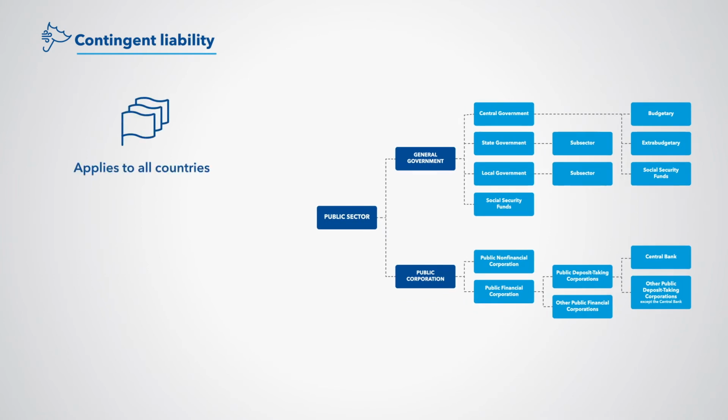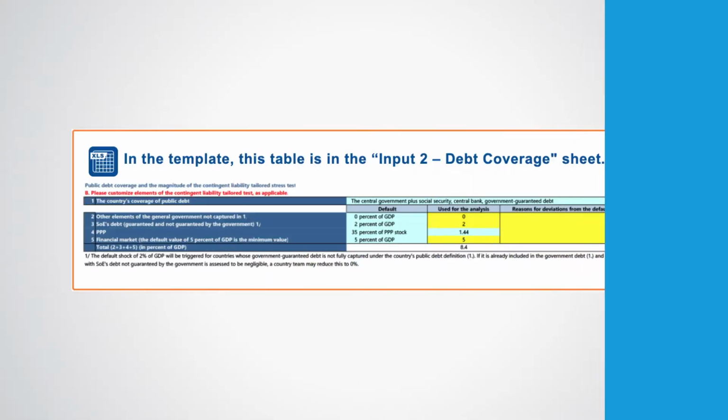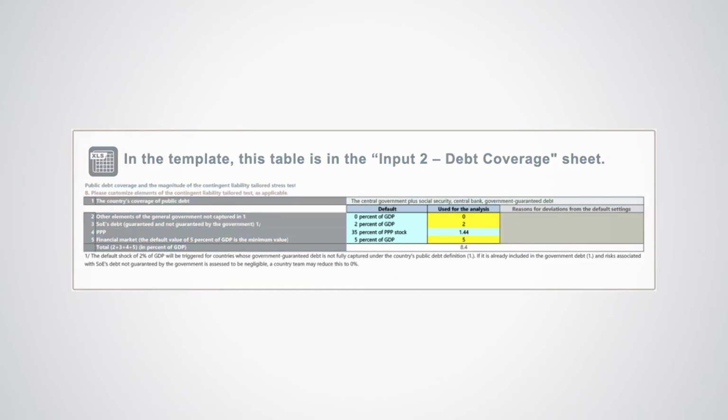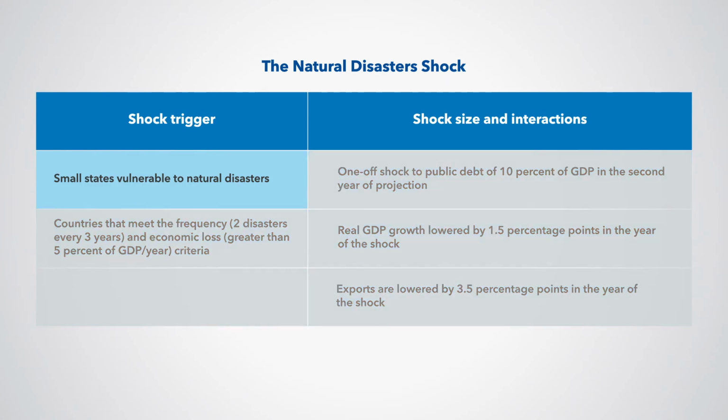This shock applies to all countries and involves a one-off increase in the debt to GDP ratio in the second year of the projection. The LIC DSF provides default values for this shock but allows the user to modify them to capture country-specific circumstances. The natural disaster shock applies to small states LICs identified as vulnerable to natural disasters by the IMF and countries that meet the following criteria: a frequency criteria, 2 disasters every 3 years, and an economic loss above 5% of GDP per year.